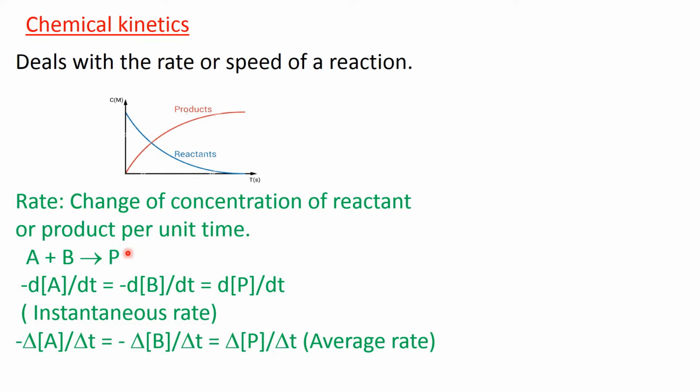So this is one hypothetical reaction, A plus B giving the product P. Now the change of concentration of A, a reactant: reactant concentration decreases with time, so negative. So minus d/dt of molar concentration of A, that is the rate. Or you can express rate in terms of any reactant or any product. So that will be equal to, again, if you express the rate in terms of B, minus d/dt of molar concentration of B, or you can express it in terms of the change in the concentration of the product P.